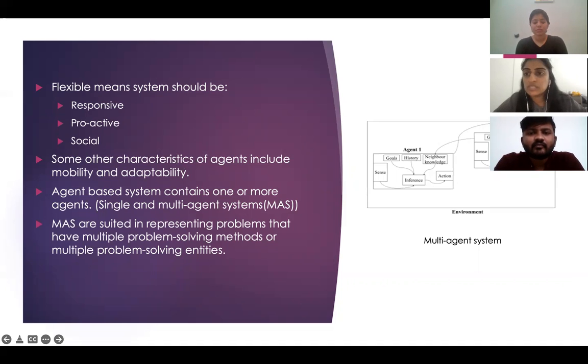We have multiple types of agent-based systems, such as single agent systems and multiple agent systems. Hybrid agent systems are also available. Multi-agent systems represent problems that have multiple problem solving methods. So to solve complex problems, we need multi-agent systems.